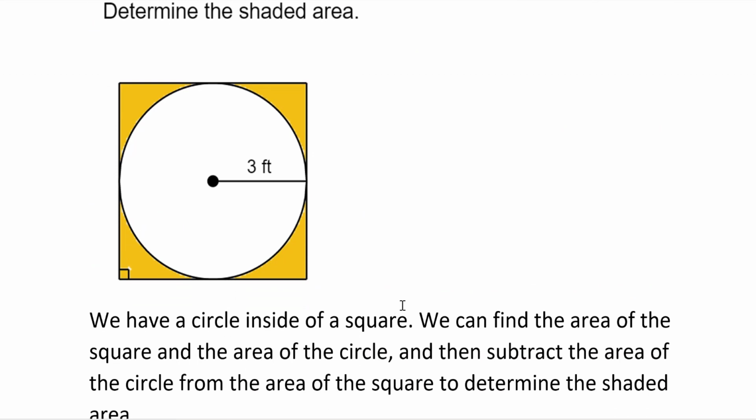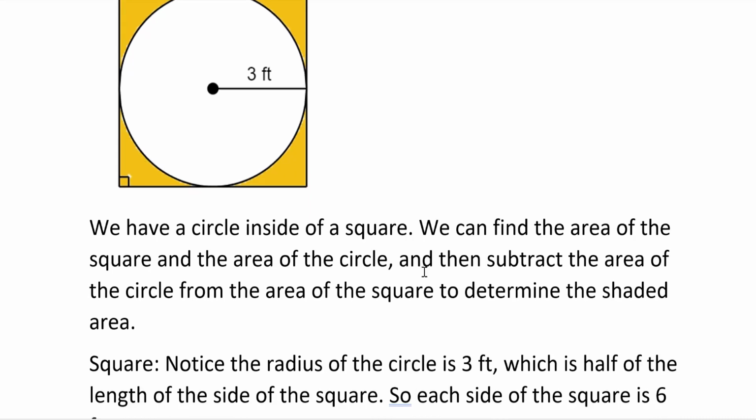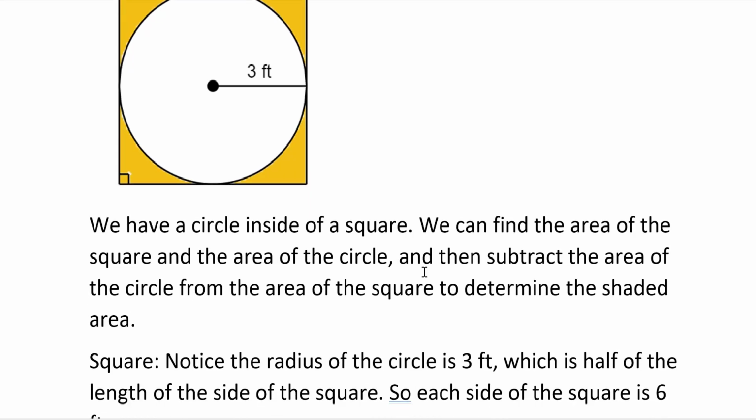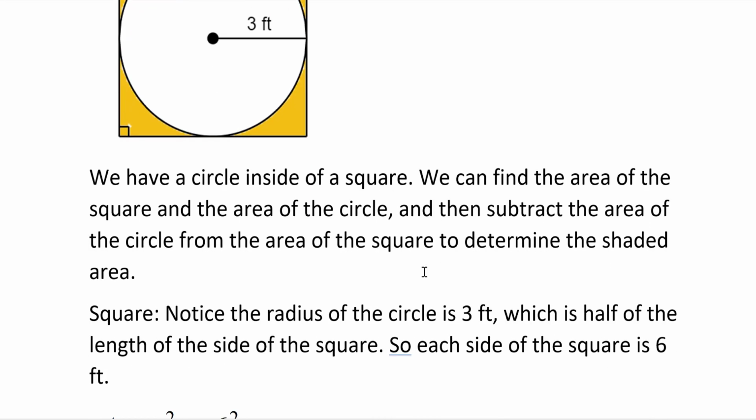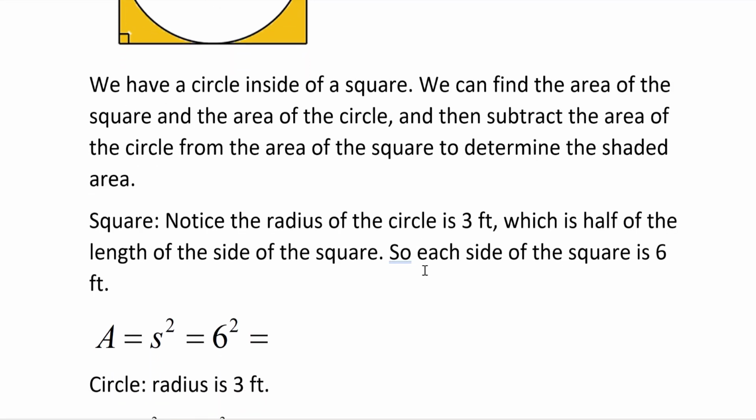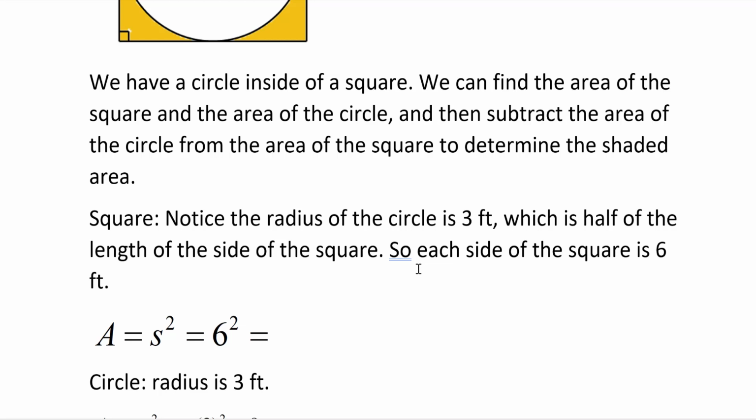Determine the shaded area. We have a circle inside of a square. We can find the area of the square and the area of the circle, and then subtract the area of the circle from the area of the square to determine the shaded area. Notice the radius of the circle is 3 feet, which is half the length of a side, so each side of the square must be 6 feet. And so the area of the square must be 36. And this is in feet, so it's square feet.